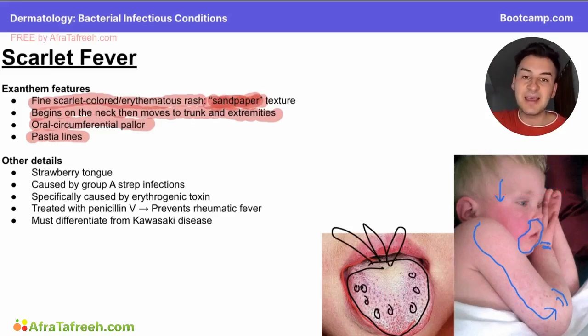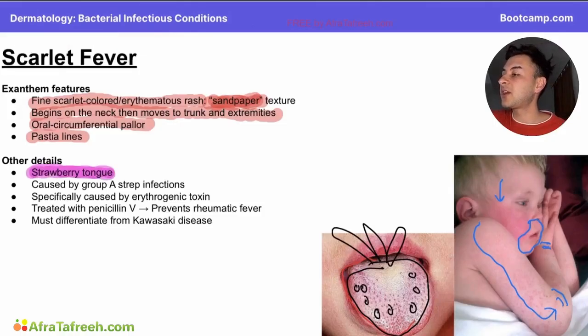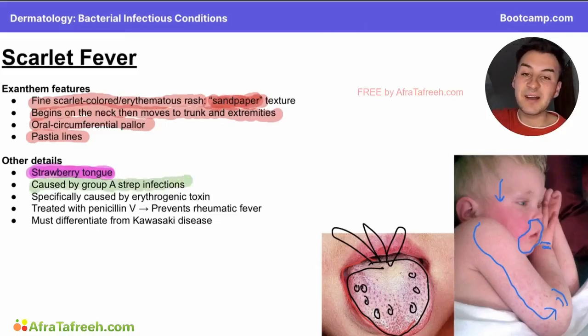And this tongue is a classic example of strawberry tongue. This is a very high yield finding for scarlet fever. I'm going to have it in pink for you guys because it's probably the most high yield thing. We already talked about the microbiology, how this is caused by group strep A infections, and specifically it's going to be caused by an erythrogenic toxin. So this is what mediates all of these dermatologic findings.